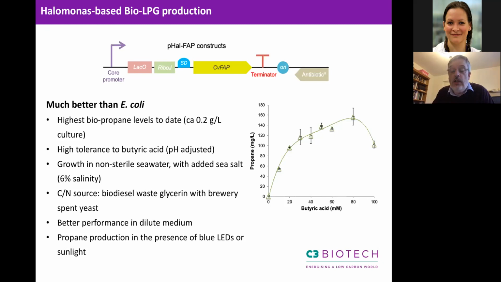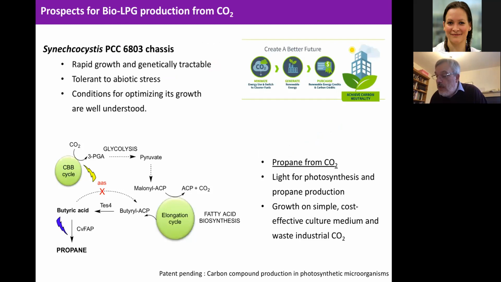What's more, if we place the variant enzymes into a photosynthetic organism such as Synechocystis, we can also demonstrate propane production from CO2 feedstocks. This therefore opens up the exciting possibility of making gaseous hydrocarbon fuels from CO2. The titers in this case are lower than what we see in Halomonas. There are clearly rounds of optimization to be done here, but again, we establish an important proof of concept for further development of making fuels from CO2.